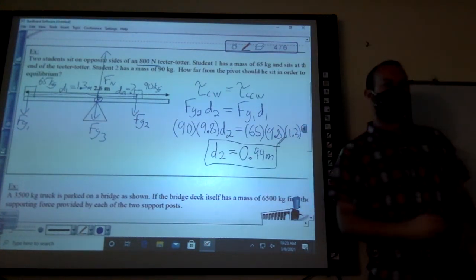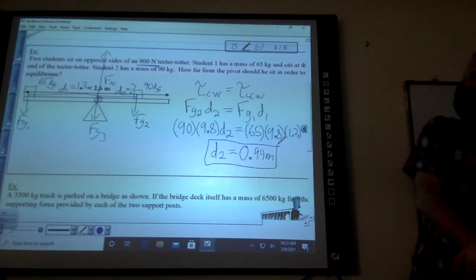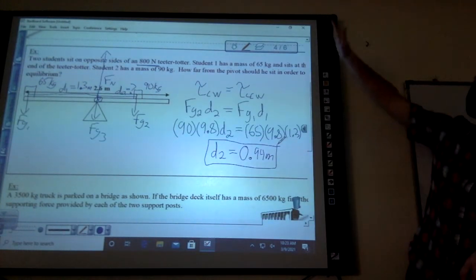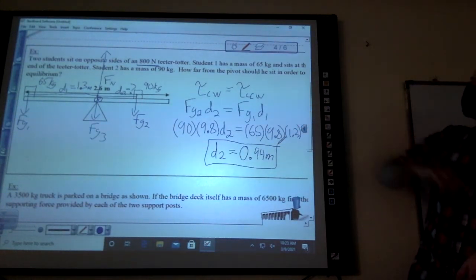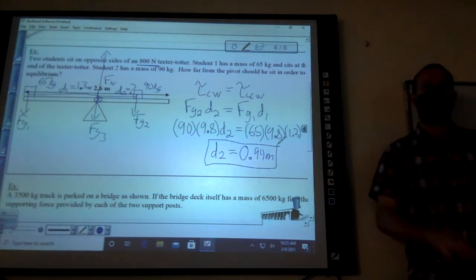If I asked you what is the normal force, how would you go about doing that? Add all three FGs. Yep, because forces up equal forces down. I know FG1, FG2, FG3. Good. So I don't need to show you that.